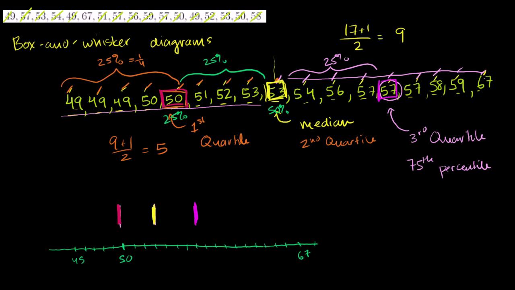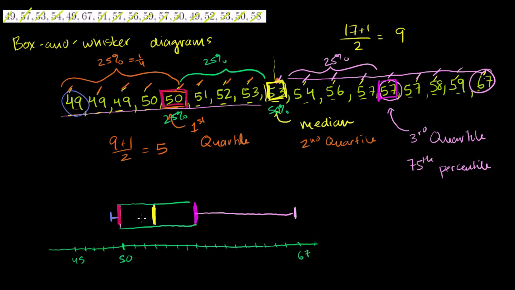So now we can draw our box. The box is telling us that 50% of the values are between here and here, between 50 and 57. And then we draw our whiskers to show the entire range of the values. So the highest value here, let me do that in another color, is 67. So we draw a whisker that goes all the way to 67. And then the lowest value here is 49. So we draw a whisker that goes to 49.